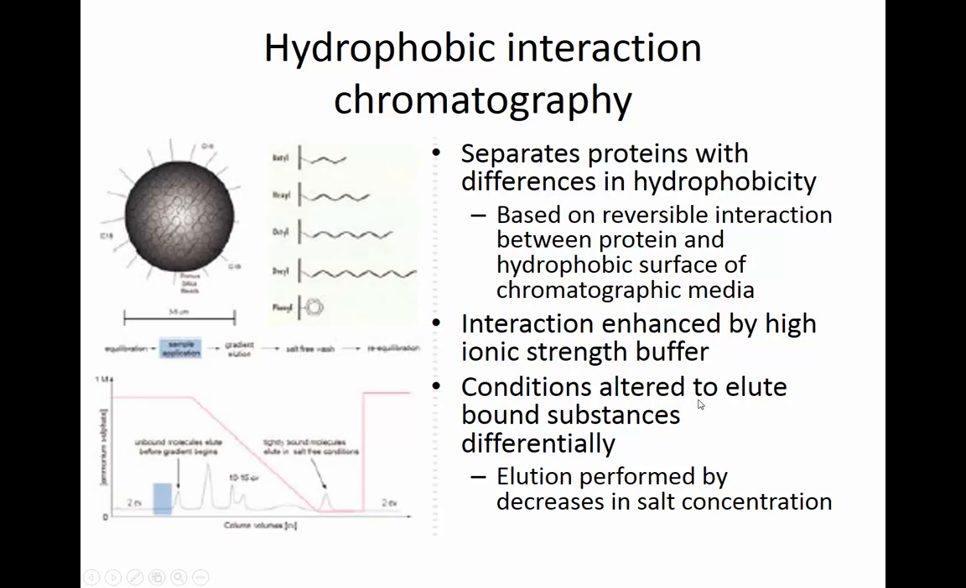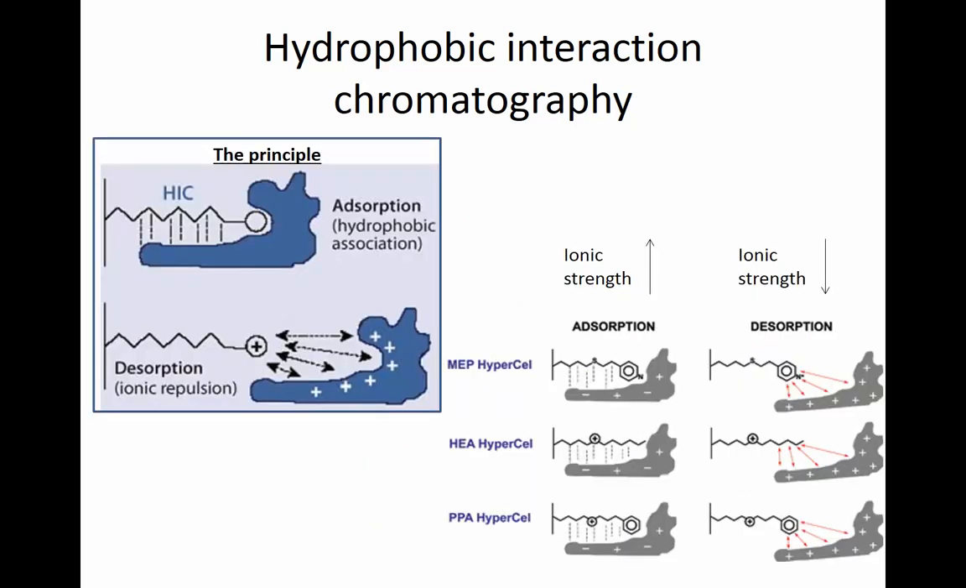We then alter our conditions. We change the buffer to elute what's been bound. And this is usually performed by a decrease in salt concentration that allows the hydrophobic molecules to pop off the hydrophobic interaction chromatography column. And the principle of the thing is we are adsorbing onto this hydrophobic interaction chromatography media, and you can see there's a hydrophobic stretch of perhaps hydrocarbon here that is interacting with a hydrophobic protein.